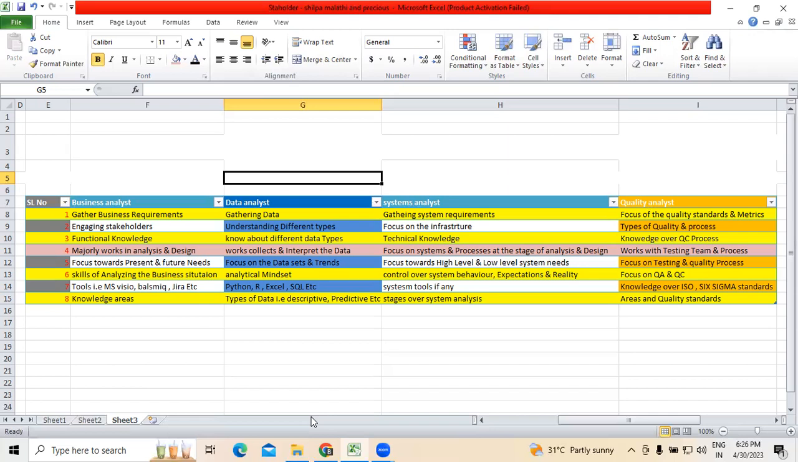At the same time, for the data analyst, one should have knowledge of the different types of data. Systems analysts should have technical knowledge, right? They need to know about the infrastructure, about hardware and software, what kind of hardware and software is required. They must have knowledge of the cloud environment, which is happening now, right? Most of the applications are being developed in a cloud environment.